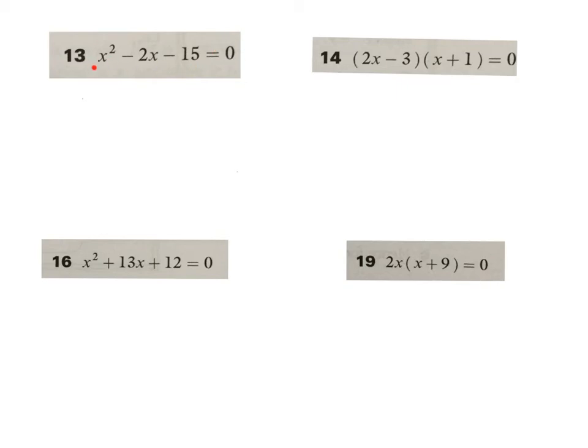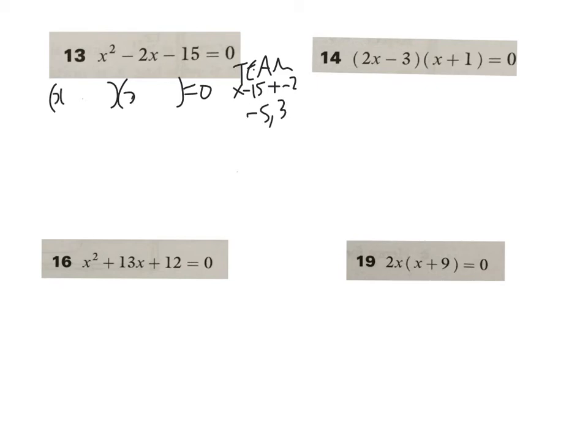Question 13. We've got a quadratic equation which equals 0. There's no common factor, so we can't factorize it out. So we've got to use our double brackets. And then we use TEAM to find out what goes in the brackets. That means what times to give the end number, minus 15, and adds to give the middle number, minus 2. Two numbers which do that are minus 5 and positive 3.